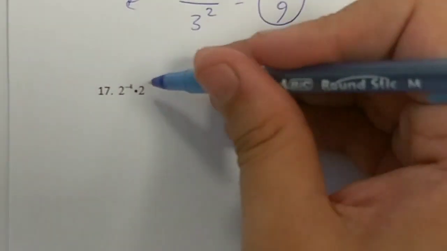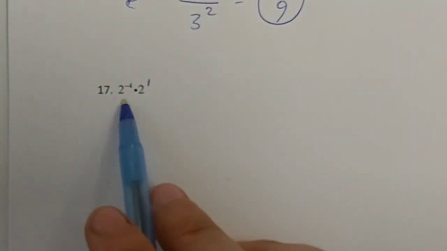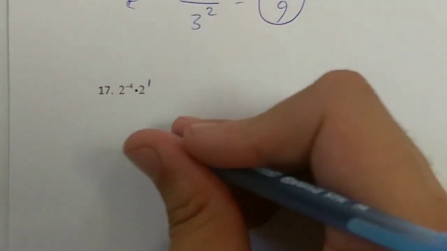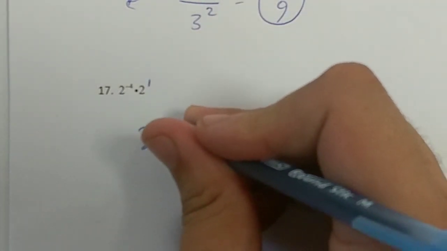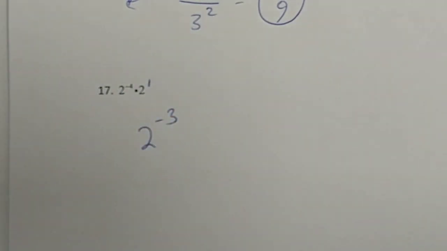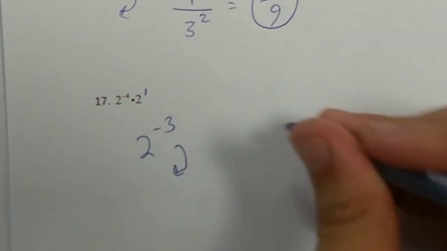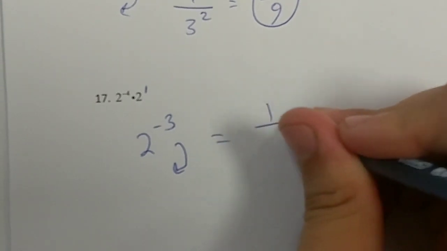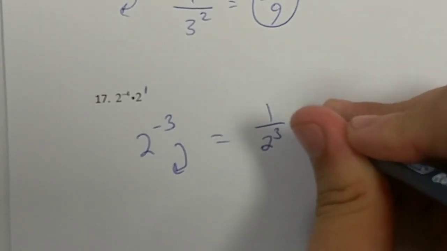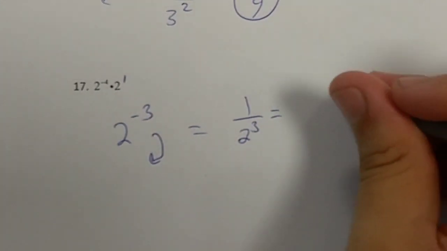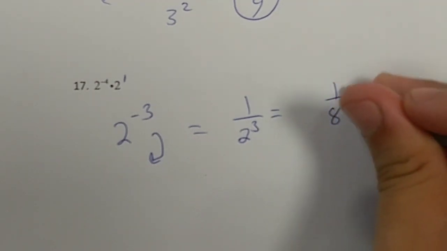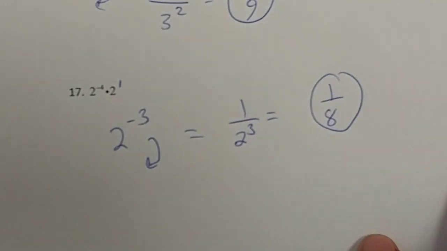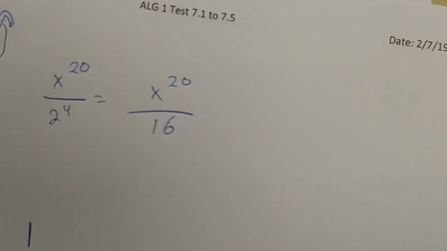Over here, if you don't see a number, it's 1. So 2 to the negative 4 times 2 to the 1, that's negative 4 plus 1, which is 2 to the negative 3rd. Then I got to move it down to make it positive. So that equals 1 over 2 to the 3rd. And then 2 to the 3rd is 2 times 2 times 2, 8. So 1/8. Let's go on to the next one.